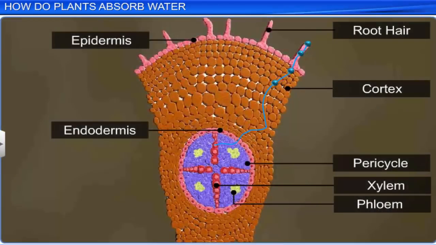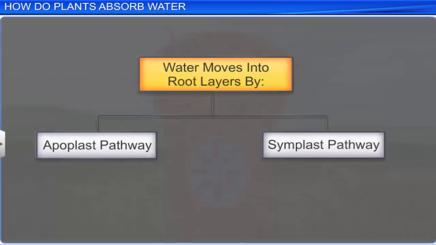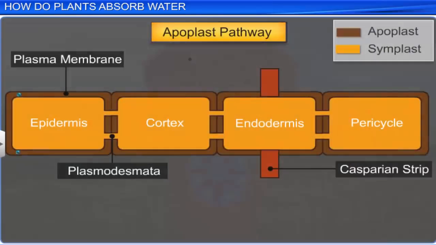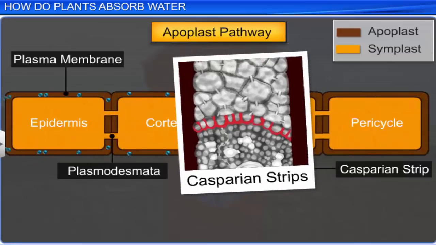After water is absorbed, it moves deeper into the root layers by one of two pathways, apoplast and symplast. Apoplast is a continuous system of adjacent cell walls in a plant, interrupted only by waxy, suberized Casparian strips in the root endodermis.